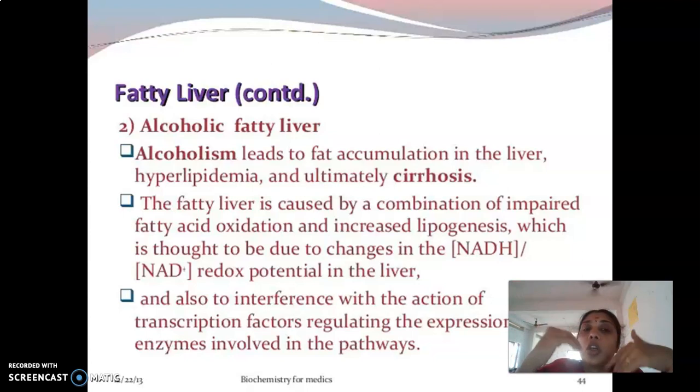So what happens? The liver will be losing its capacity to carry out the oxidation. The electron transport chain will be disturbed, as a result of which the fat will be getting accumulated.